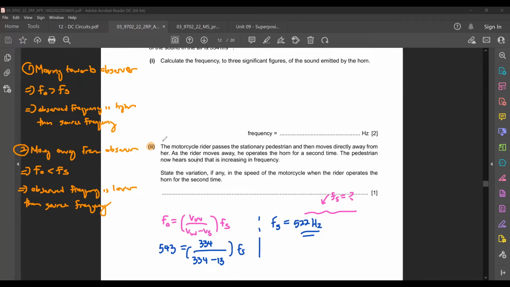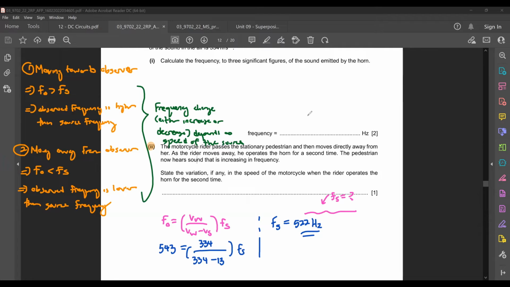Now, the thing here that you will also need to know is that the frequency change, either increase or decrease, depends on the speed of the source.